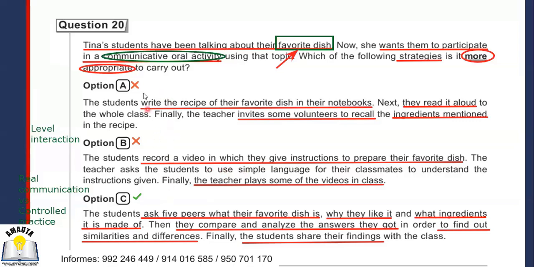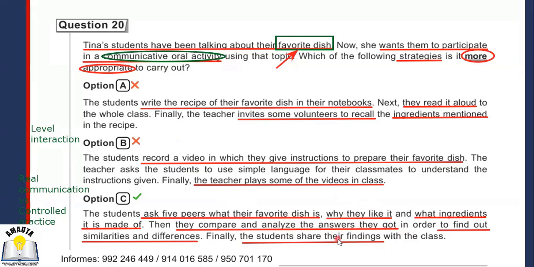In which of the options do the students exchange information instead of just presenting the information or memorizing content? Here they memorize, here they present, but they don't exchange information. Here we have this exchange when they ask these questions, right? Remember that.